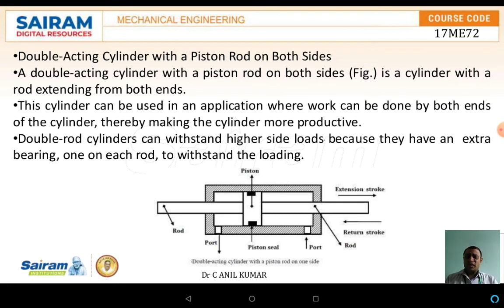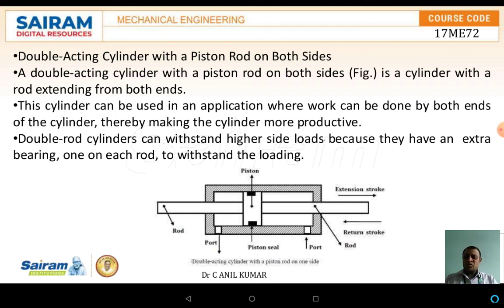The double acting cylinder with a piston rod on both the sides. The schematic diagram shows the double acting cylinder with a piston rod on both the sides. It is a cylinder with a rod extending on both the ends. This cylinder can be used in applications where work can be done at both the ends of the cylinder, thereby making the cylinder more productive in nature. The double rod cylinder can withstand higher side loads because it has an extra bearing, one on each rod, to withstand the loads.